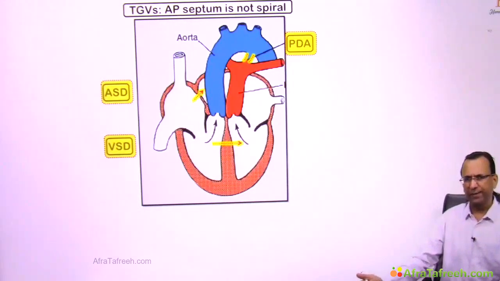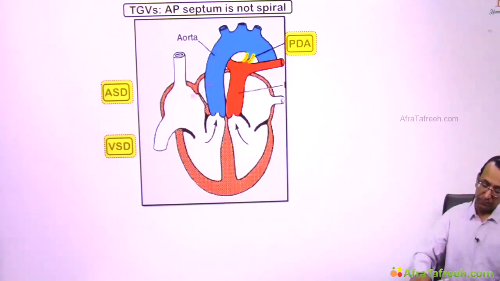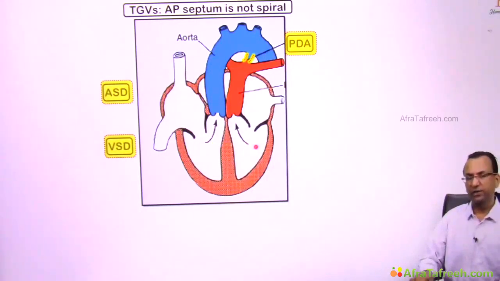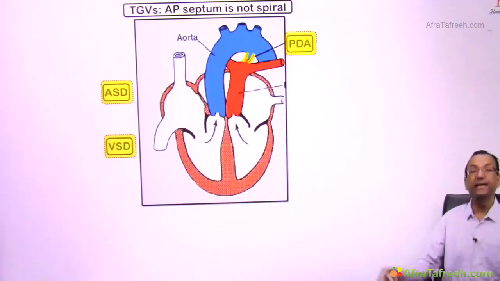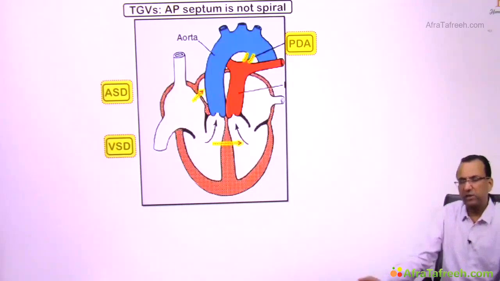Why will they develop ASD, VSD? Because you want to send more and more blood towards the lungs. That's why. So you want to send more and more blood towards the lungs by ASD, VSD? Yes. For more and more oxygenation, and the baby might survive.